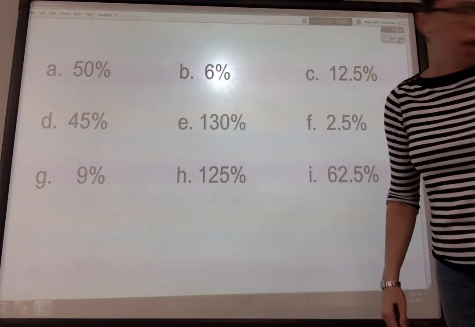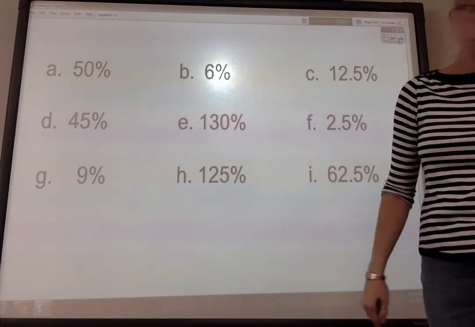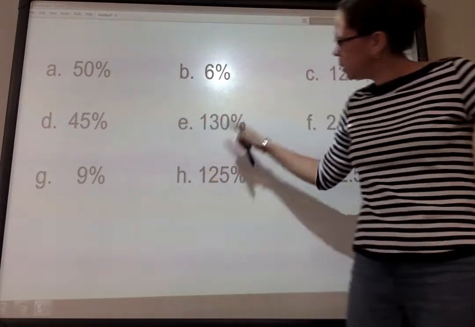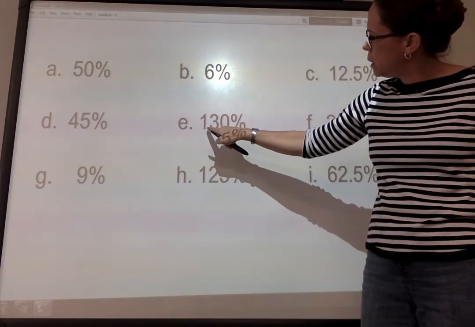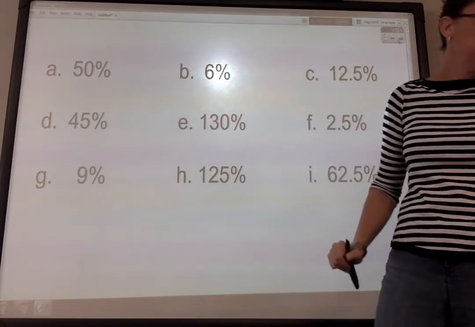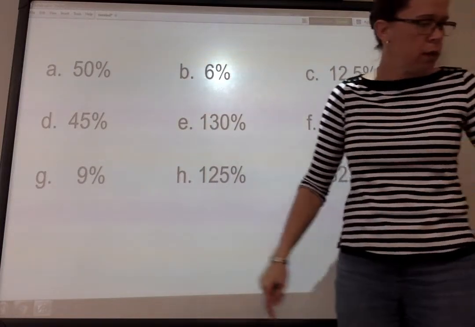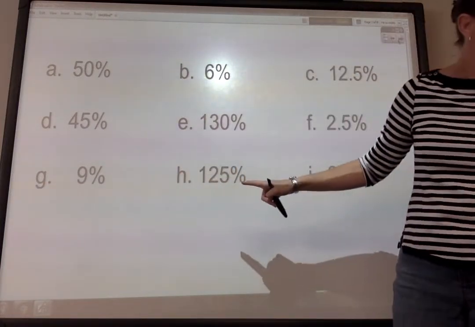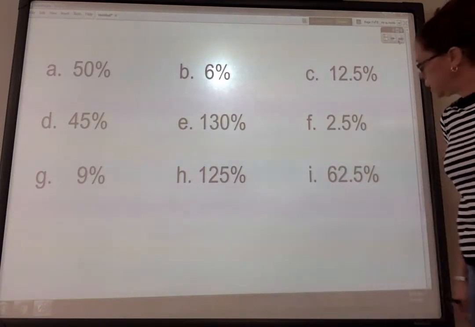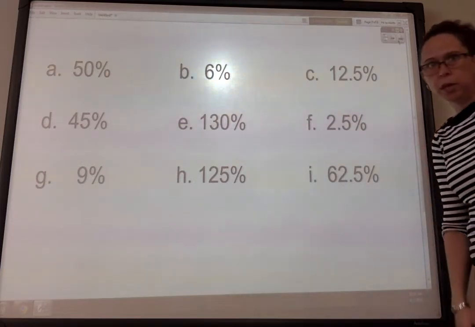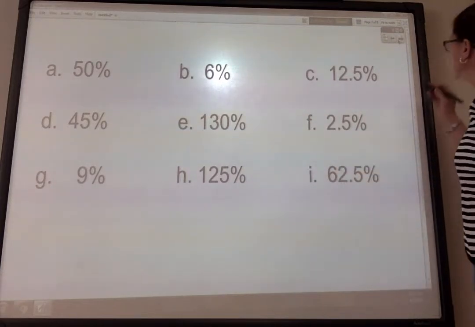C, 125 thousandths is 12.5%. 45 hundredths, 45%. 1.3, 1 and 3/10. My decimal was here. Bump, bump, 130%. 0.025, bump, bump, 2.5%. G, the answer is 9%. H, 125%. I, 62.5%. Okay, so the decimal ones are pretty easy. Just multiply by 100% makes my decimal move twice to the right.